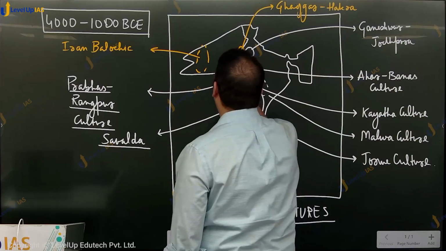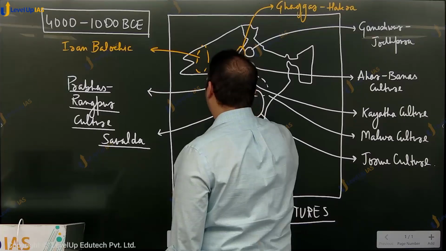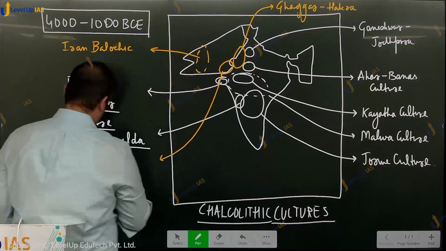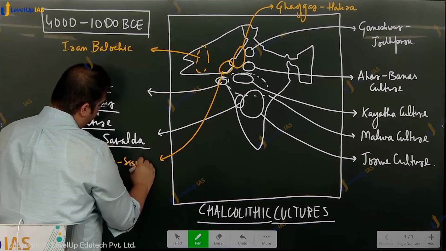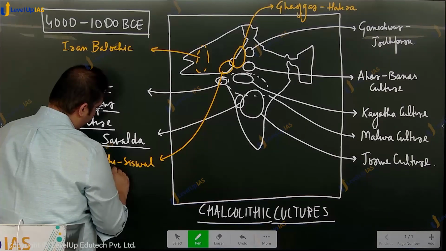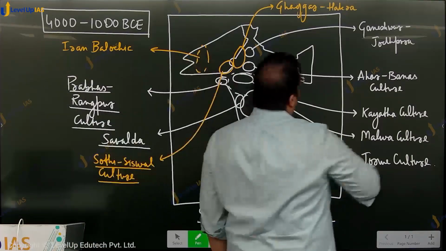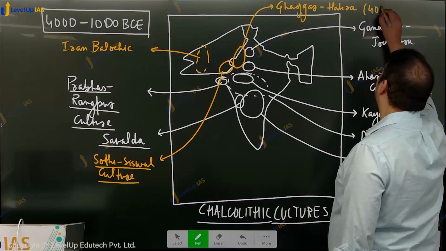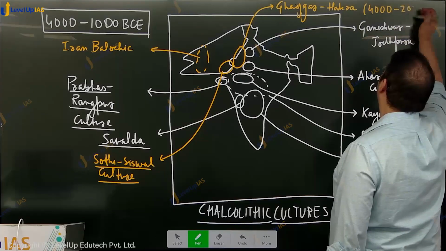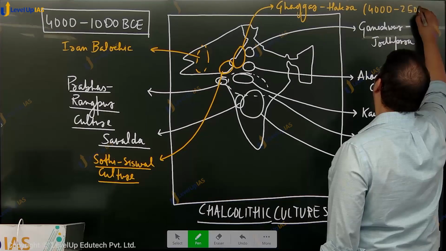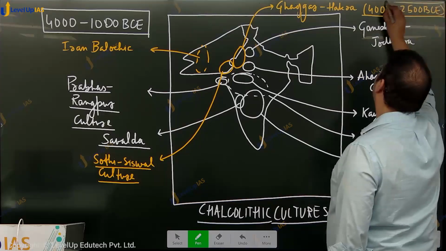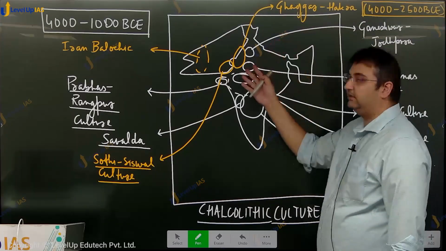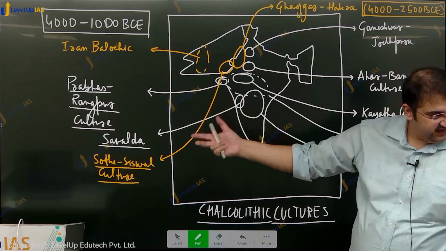Further, we have the Sothi-Siswal culture. They flourished from roughly 4000 to 2500 BCE, before the people responsible for these cultures actually evolved into the Harappan civilization themselves.